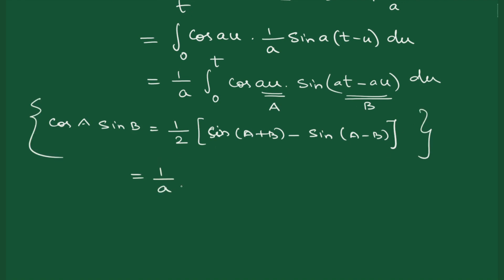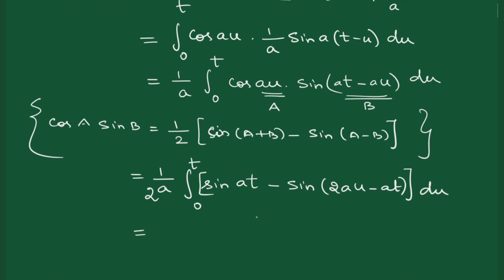So this is equal to 1 by a integral 0 to t, and here we have 1 by 2, so make it as 1 by 2a. Now sine of A plus B is au plus at minus au, so au minus au get cancelled, and we can write it as sine at minus sine of A minus B. A minus B is au minus at plus au, which becomes 2au minus at, into du.